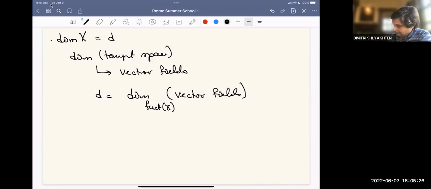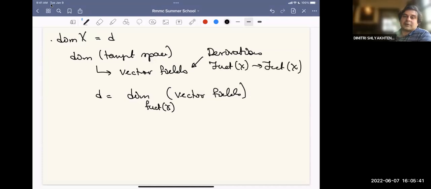So that's one idea. Of course, these vector fields can be viewed as derivations from this space of functions on X to functions on X, right? Because given a vector field, you can always differentiate a function with respect to that vector field. And in fact, if you choose your functions correctly, all derivations will end up corresponding to vector fields. So that's nice.